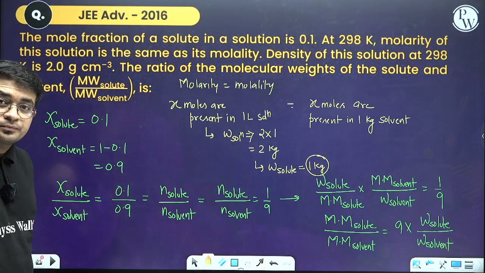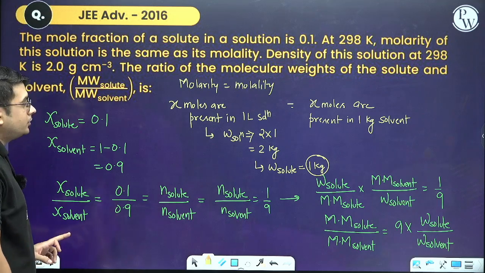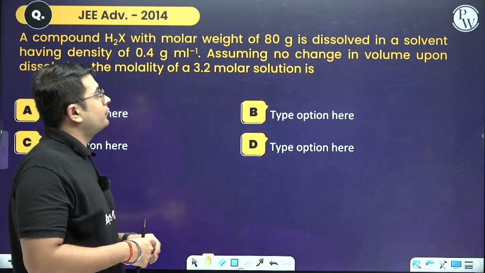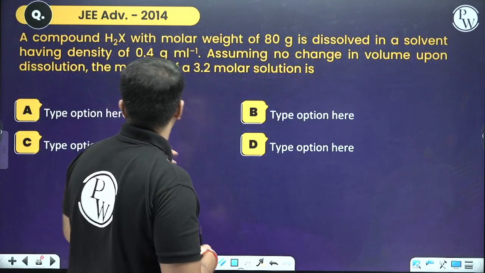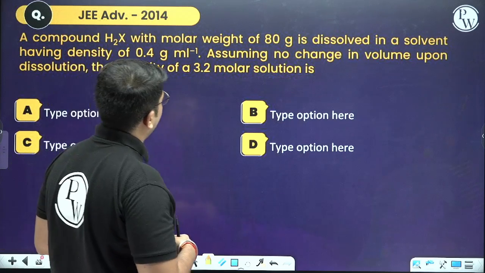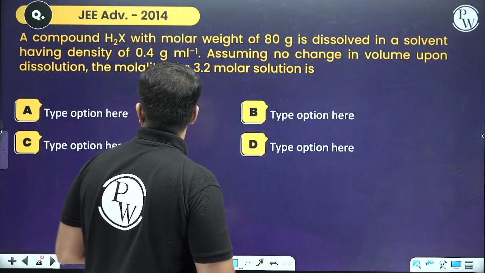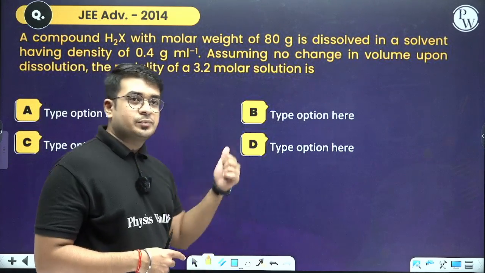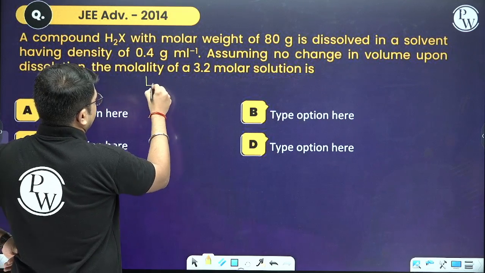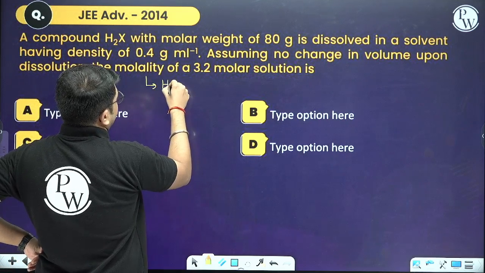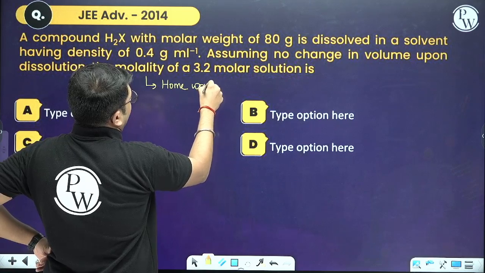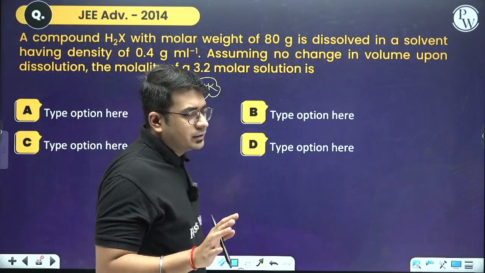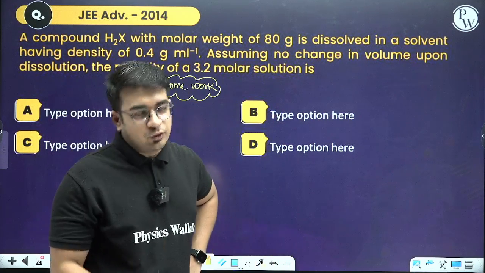Now, the next part is this question. A compound H2X with molar weight of 80 gram is dissolved in a solvent having density of 0.4 gram per ml. Assuming no change in volume upon dissolution, the molality of a 3.2 molar solution is. Now, this particular part is for your practice. Again, I am giving this question as homework. Now, you know the entire idea about the calculations. It's very, very easy. Just let me know and I know you can solve it.